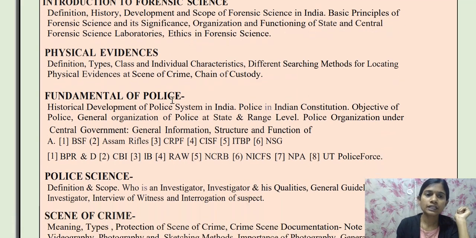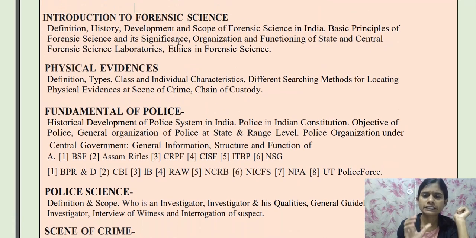Then we come to physical evidences. The first topic was just the introduction to forensic science. Then physical evidence: what is actually physical evidence? The simplest definition is that whatever the material, it should have some physical properties or physical dimensions, such as length, width, breadth or thickness. If any material has those physical dimensions, it comes under physical evidence.